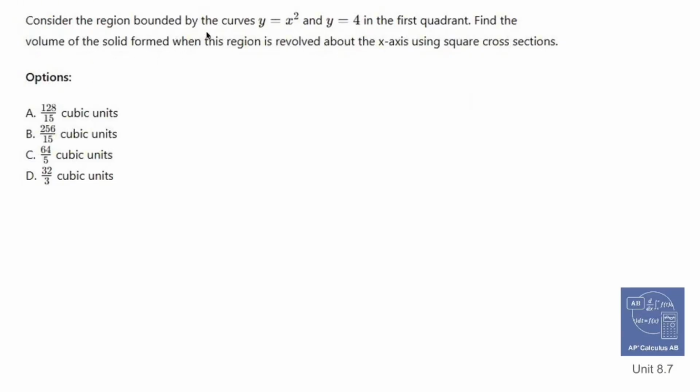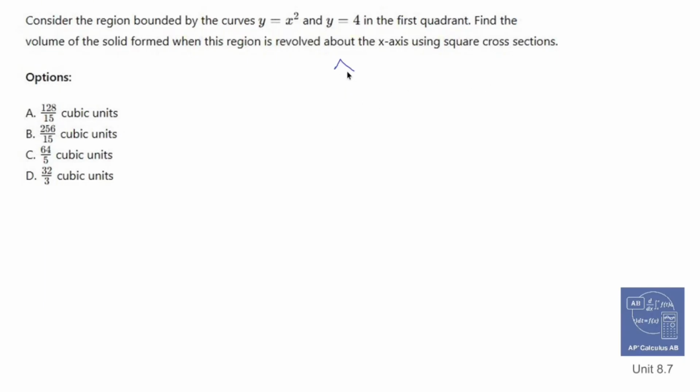Consider the region bounded by the curves y equals x squared and y equals 4 in the first quadrant. Find the volume of the solid formed when the region is revolved around the x-axis using square cross sections.